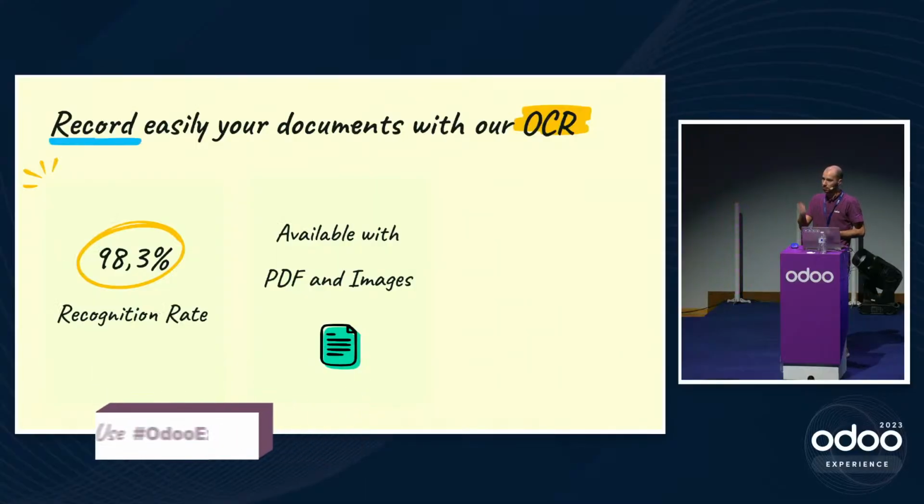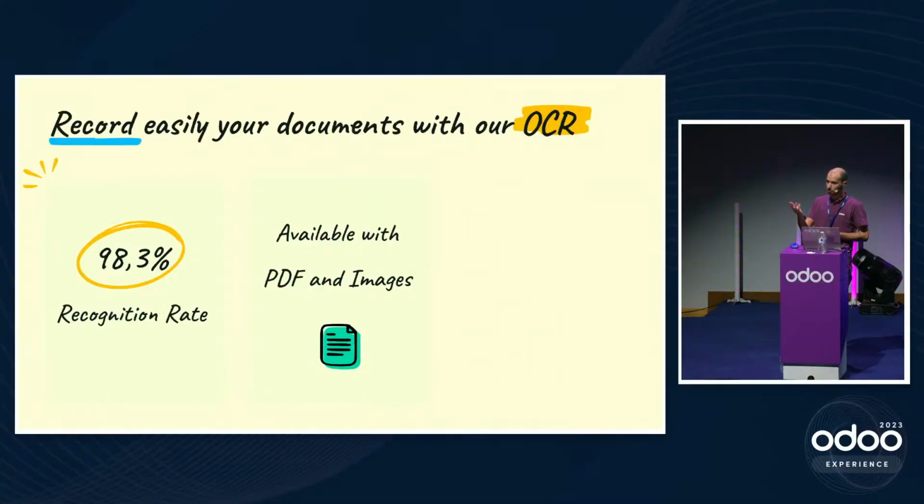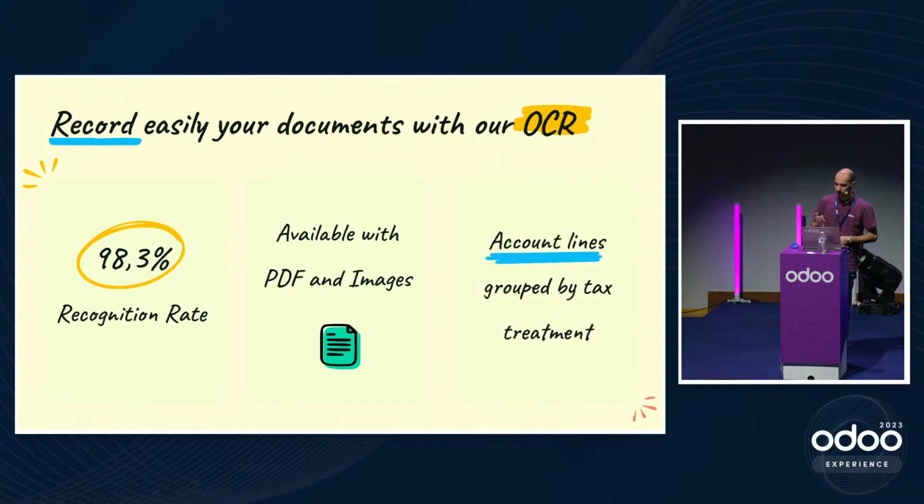Phone, for example, take a picture of an invoice, you can send it through the OCR, you will have exactly the same result as if you are using a PDF invoice. And the last one, but this is also very important, is that the OCR will always group by tax treatment on the invoice line. And we will see later during the demonstration the impact of this feature.